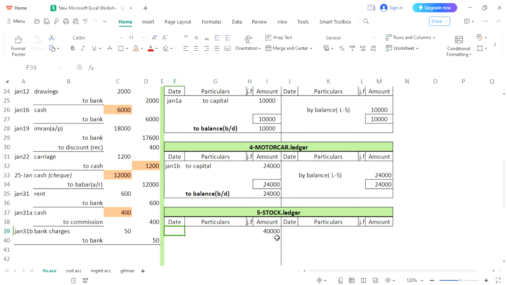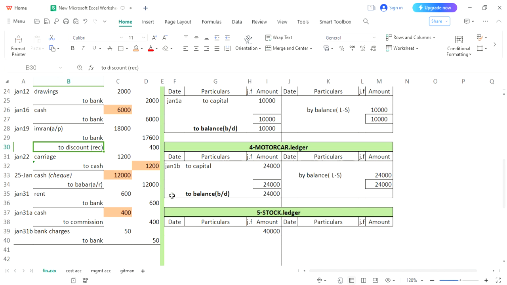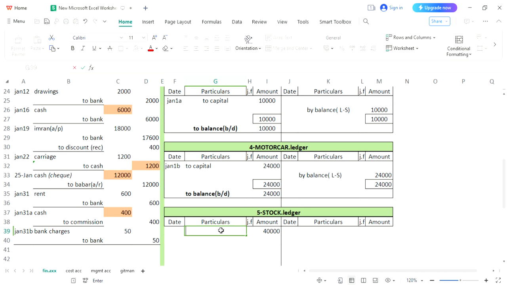It's time to see its reference. Stock was debited. Here you can see stock was debited by 40,000. What is written on the opposite side? To capital. So this "To capital" will be used as the reference. You will write "To capital".